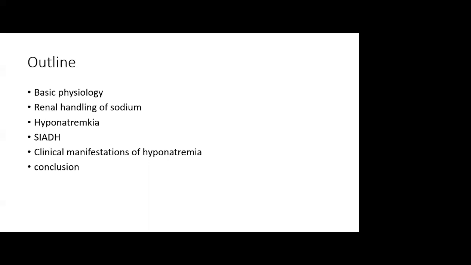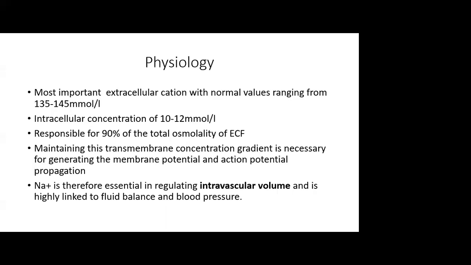clinical manifestations of hyponatraemia. So basically, sodium is the most important extracellular cation with normal values ranging between 135 and 145. Intracellularly, the normal values range between 10 and 12, and it's responsible for 90% of the total osmolality of the extracellular fluid. And maintaining this transmembrane concentration gradient is very important for generating membrane potential and action potential propagation. And sodium is therefore important in regulating intravascular volume and is highly linked to fluid balance and blood pressure control.